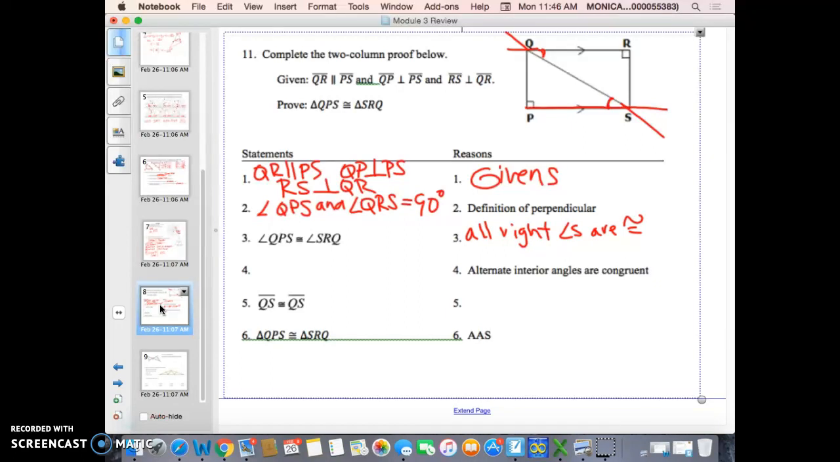For number 4, I can say that angle SQR is congruent to angle QSP because they're alternate interior angles. And then QS equals QS, this part right here, because of reflexive. So therefore, they're both congruent because of angle, side, angle. Angle, side.